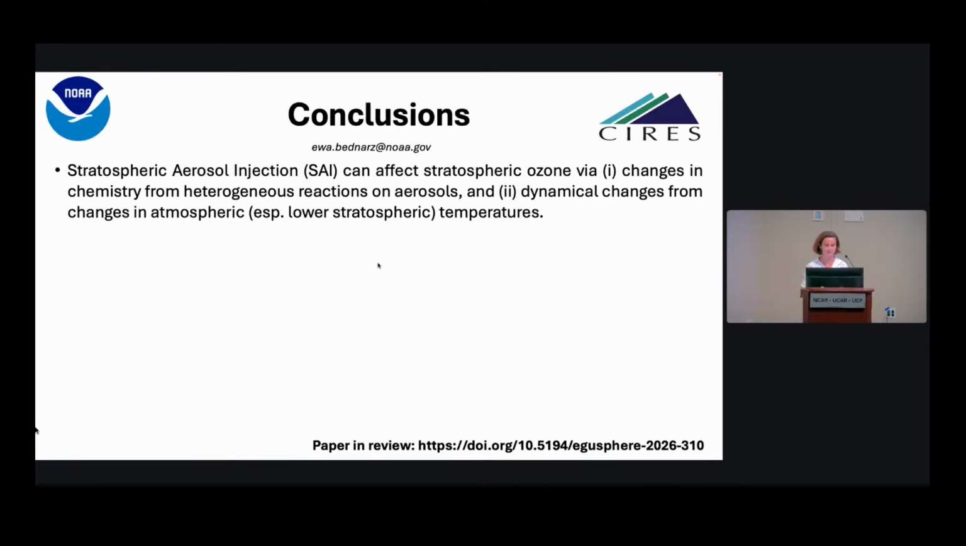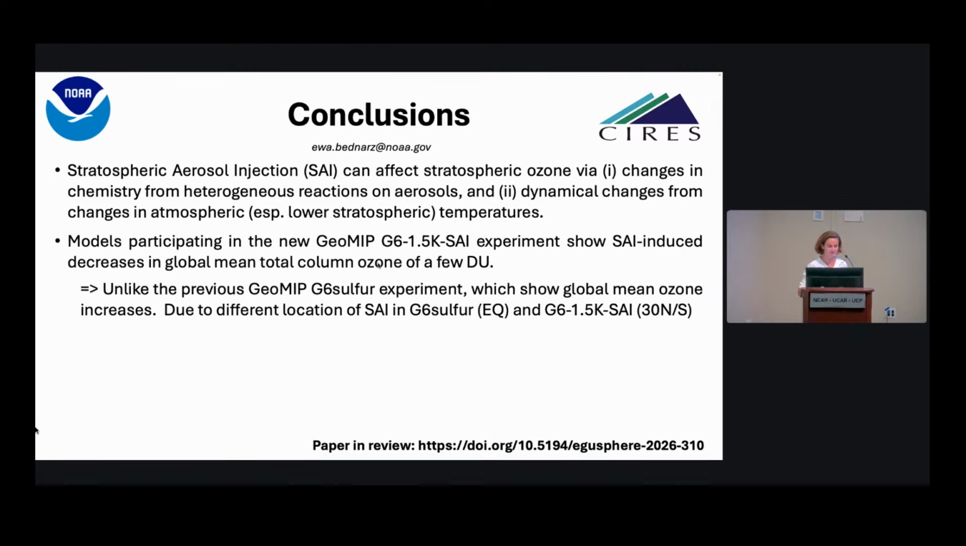model responses. Okay, so just to summarize, I talked about stratospheric aerosol injection, and how it can affect stratospheric ozone via changes in chemistry from heterogeneous reactions on aerosol surfaces, and also dynamical changes from perturbation in atmospheric temperatures. I talked about the results of the new GeoMIP experiment called G6 1.5K SAI, and how the models participating in it show decreases in global mean ozone of a few Dobson units.